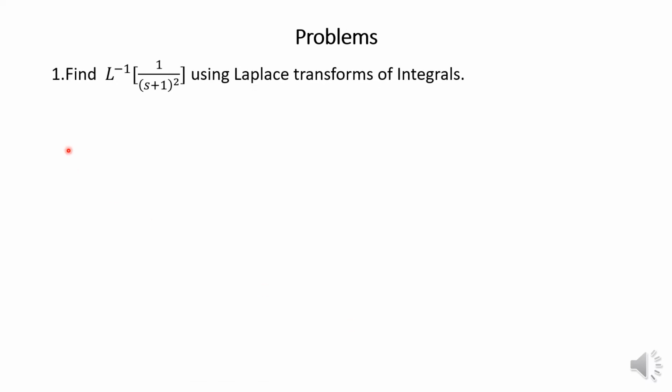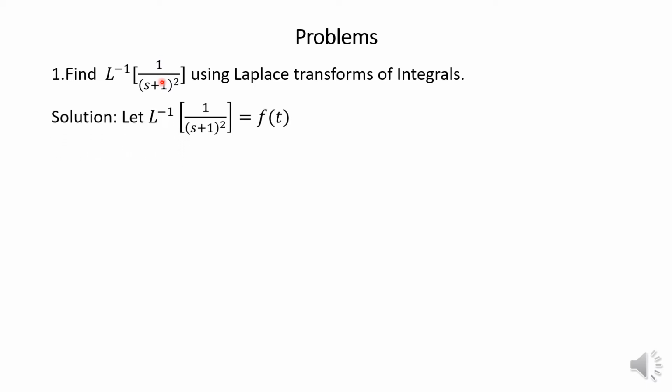Now let us see some of the problems on that theorem. First one, find L inverse of 1 by (s plus 1) whole square using Laplace transforms of integrals. Of course, there are many methods to find L inverse of this function, but here we have to use the Laplace transform of integrals method to find the L inverse of this function 1 by (s plus 1) whole square.